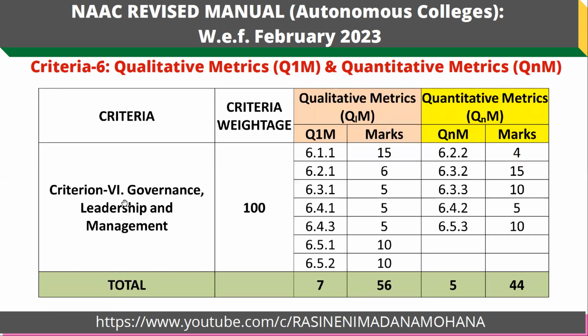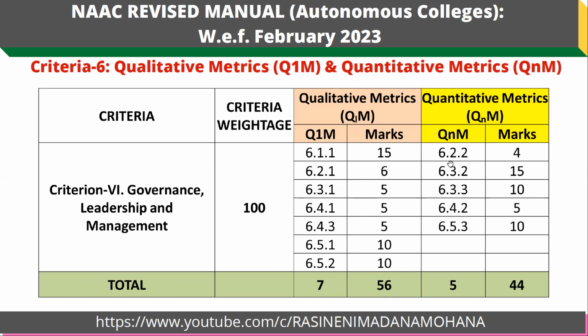Then criterion 6, governance, leadership and management, total weightage is 100, which consists of 7 qualitative matrices and 5 quantitative matrices. The first qualitative matrix is 6.1.1, weightage is 15. Then 6.2.1, weightage is 6. 6.3.1, weightage is 5. 6.4.1, weightage is 5. 6.4.3, weightage is 5. 6.5.1, weightage is 10. 6.5.2, weightage is 10. Total 7 qualitative matrices with total weightage is 56.